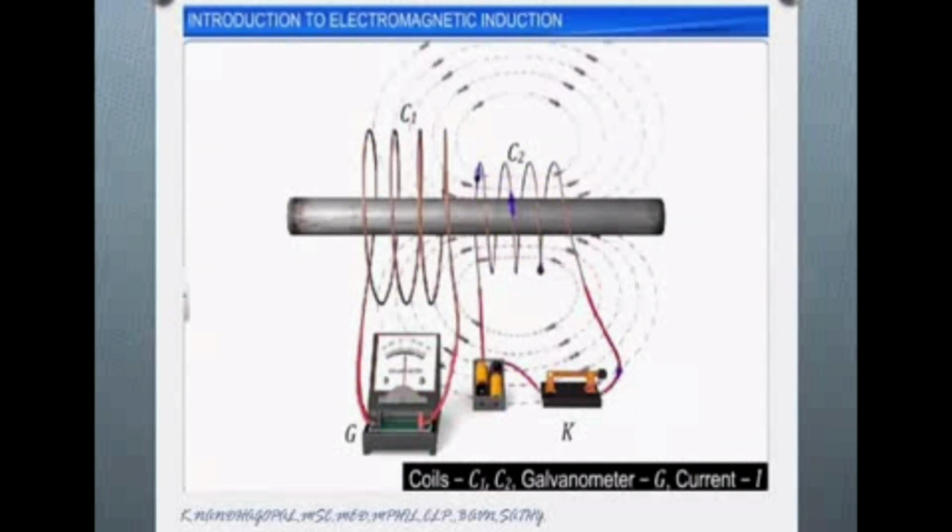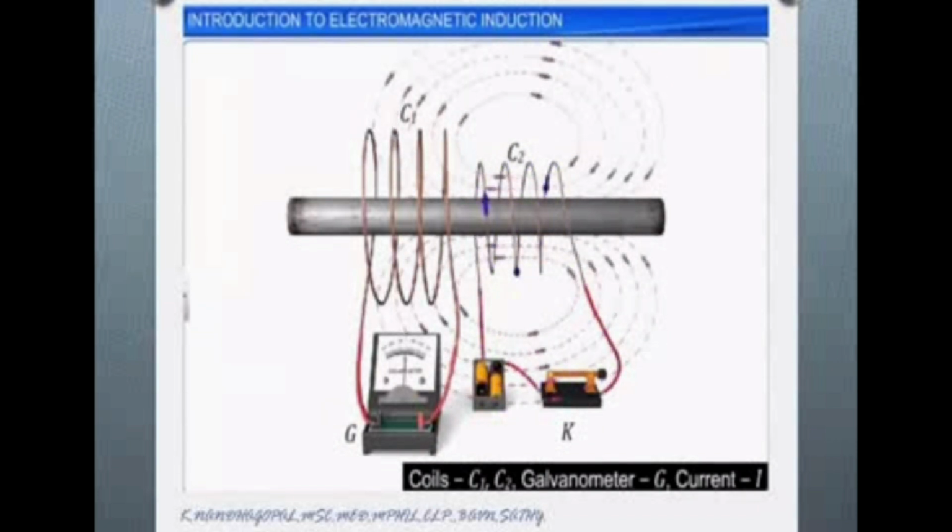When an iron rod is placed between the two coils, the magnetic flux of the coil increases. After inserting the magnetic metal, when the key is open or closed, the deflection is more. Before placing the iron rod between C1 and C2 the deflection is less, and the deflection increases when you place the iron rod between the C1 and C2.